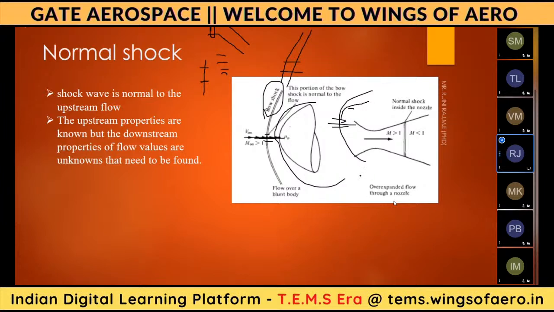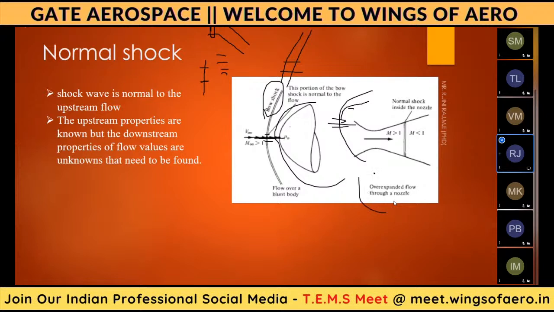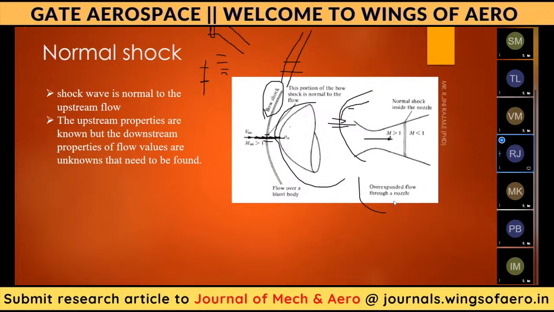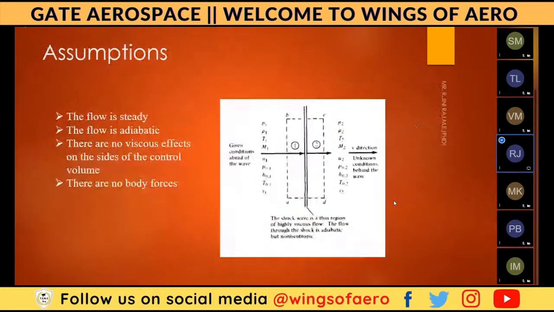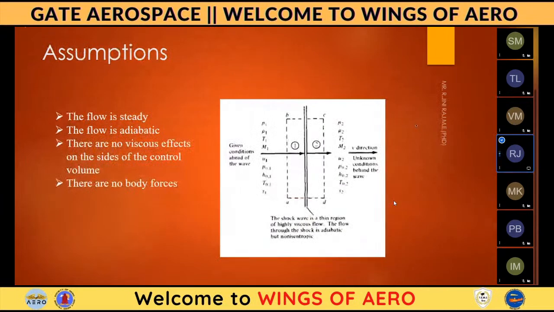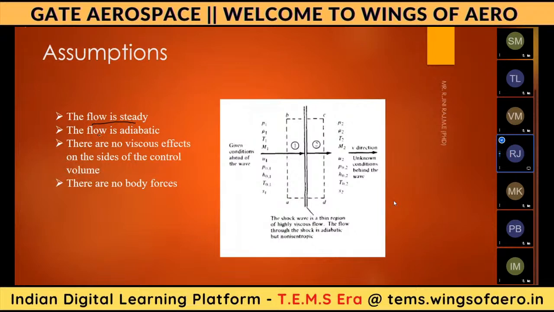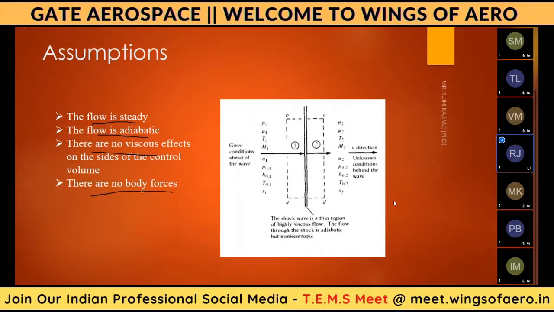Okay, and the second thing is a shock in a nozzle. For a shock in a nozzle, we know that before the shock the Mach number is greater than 1. After the shock, the flow properties change, which we will be seeing in the next topics also. The major assumptions for a normal shock are: the flow should be steady, the flow is adiabatic, there are no viscous effects, and there are no body forces. Based upon these assumptions only, we can derive the equations.